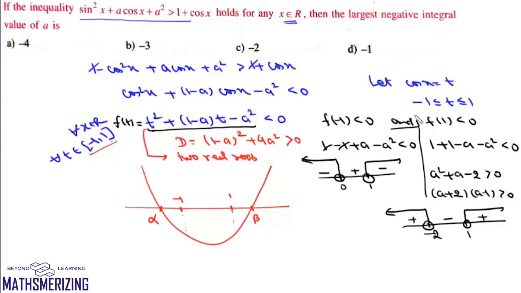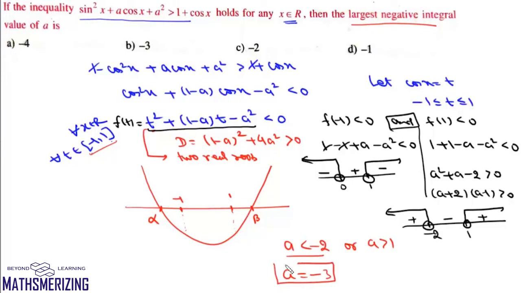Now since it is an AND condition, we'll need to take the intersection of these two conditions. Now we'll take the intersection. We'll get the condition as either the value of a is less than -2 or the value of a is greater than 1. Now the largest negative integral value of a should be -3, and that's your option number B.